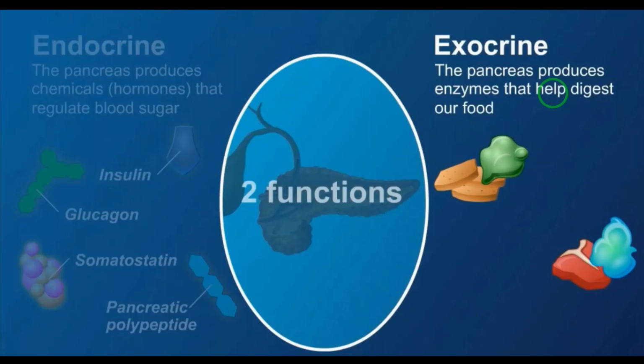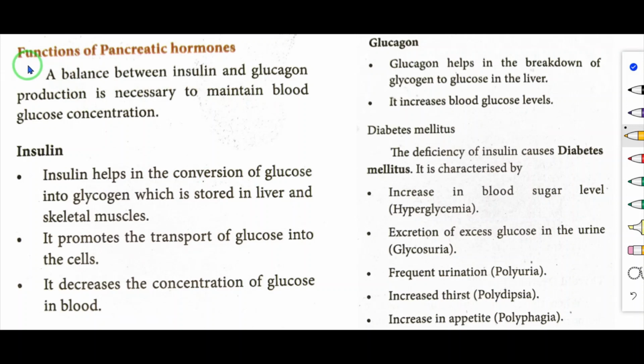Now we are going to see pancreatic hormones and their functions. A balance between insulin and glucagon production is necessary to maintain blood glucose concentration.